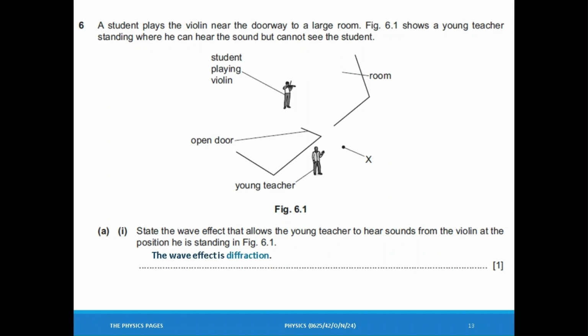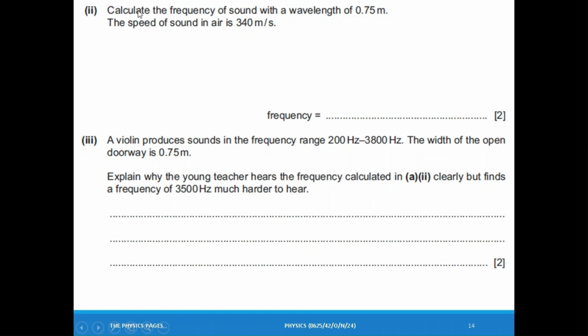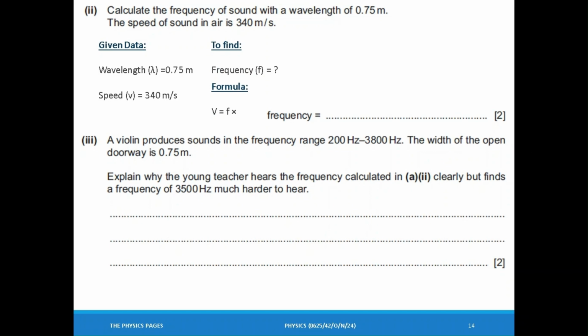Part A2. Calculate the frequency of sound with a wavelength of 0.75 meters. The speed of sound in air is 340 meters per second. We are given the wavelength, denoted by the Greek letter lambda, is 0.75 m. Speed of sound, v, is 340 meters per second. We are required to find the frequency, f, using the formula v equals f times lambda. Rearranging for frequency, f equals speed v divided by lambda.